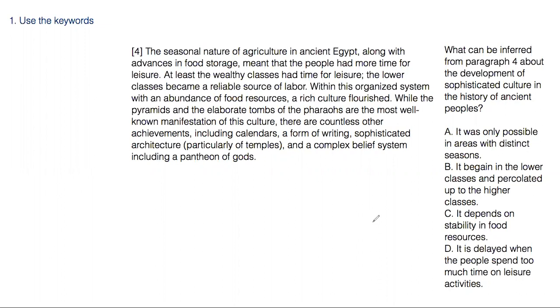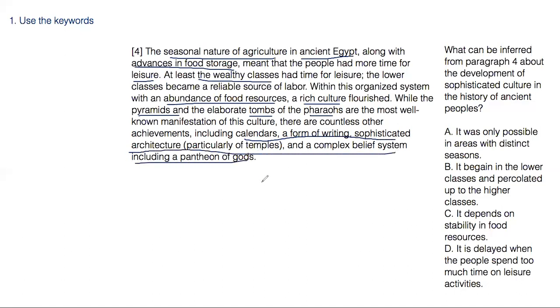So to kind of distill this, we're talking about the seasonal nature of agriculture in ancient Egypt, along with advances in food storage, led to leisure time for the wealthy classes, not the lower classes. And with this organized system, they had an abundance of food resources, so a rich culture could grow and become strong. While the pyramids and tombs of the pharaohs are the most well-known, other achievements were calendars, writing, sophisticated architecture like temples, and a complex belief system.